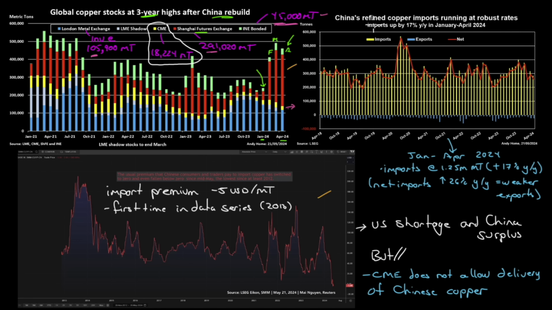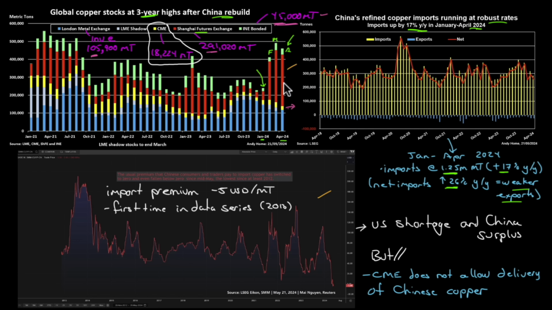Let's move over here and look at China's refined copper imports. Running at robust rates, up 17% year over year in the January to April period. That is 1.25 million metric tons that were imported over that period of time. Net imports are up 26% year over year. So if imports are up 17% year over year, but net imports are up 26%, that means over that same period of time, exports must have been lower. So it means weaker exports.